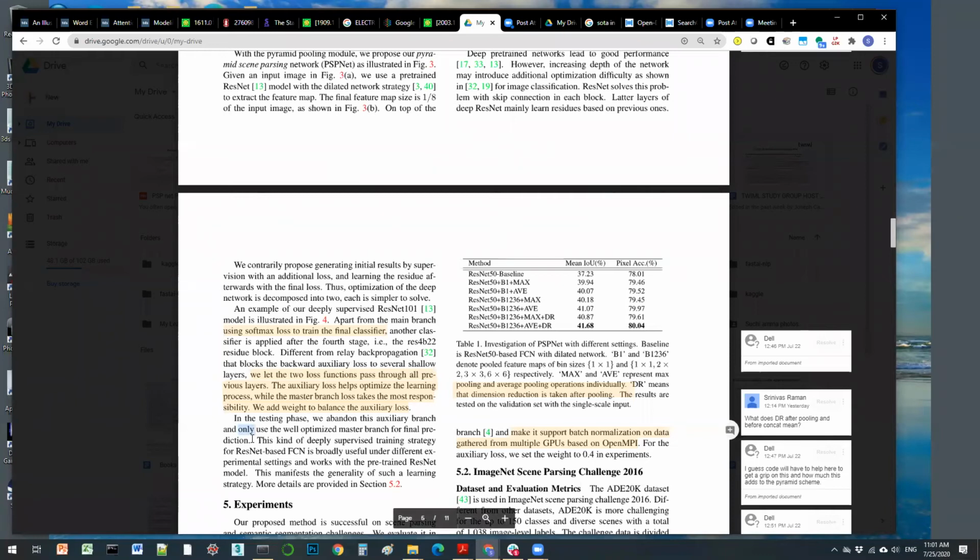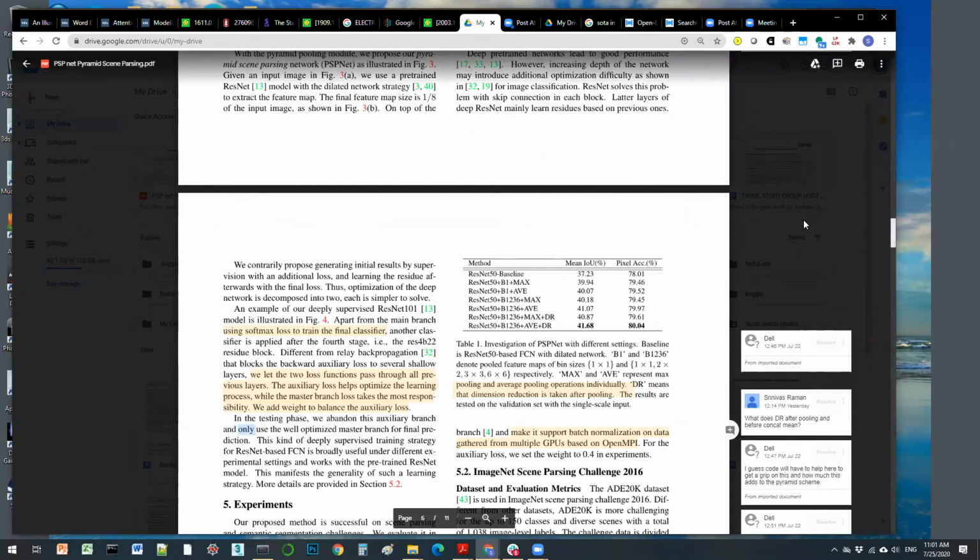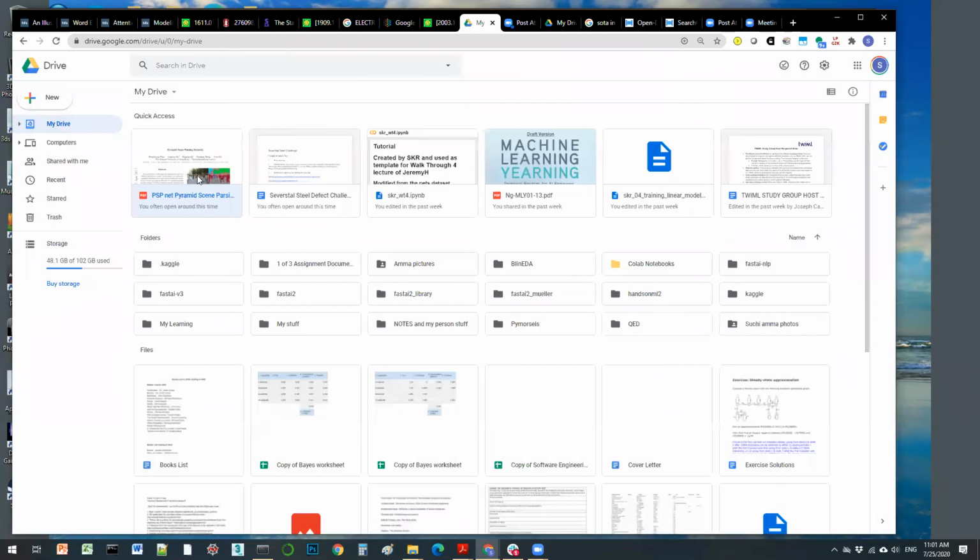Oh, that's interesting. So certain layers get trained on only one loss, and then these shallow layers get trained on both losses. Both losses, right? Yes, correct. Okay. Oops, not what I wanted to do.